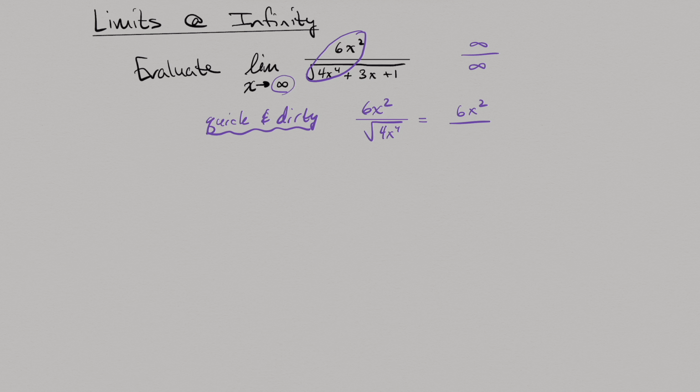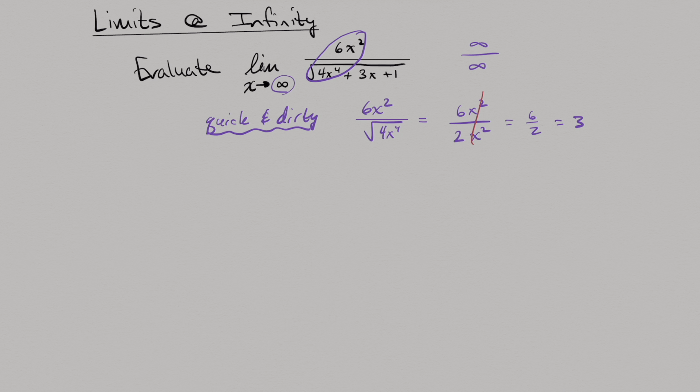So the square root of 4 is 2. The square root of x to the fourth is x squared. And here the x squareds cancel. And we get 6 over 2 is 3. So at the very least, we should expect this limit to have a finite value when we're all done. In fact, we will find out that the limit is, in fact, 3.